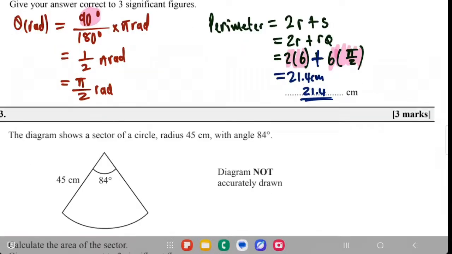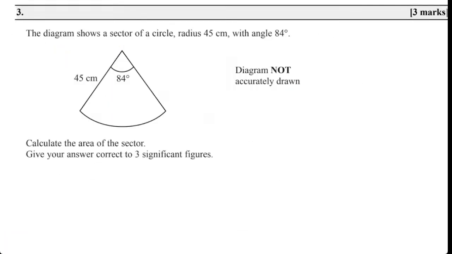The last one: calculate the area. This is 45. We know this is also 45, because these two are the same. They are both R and R.